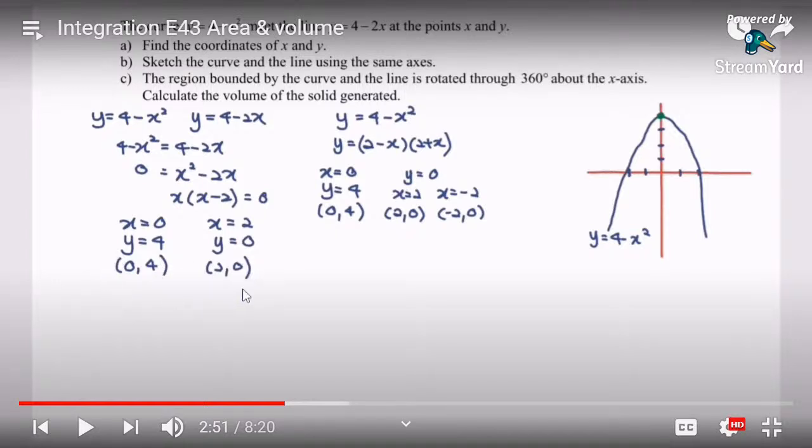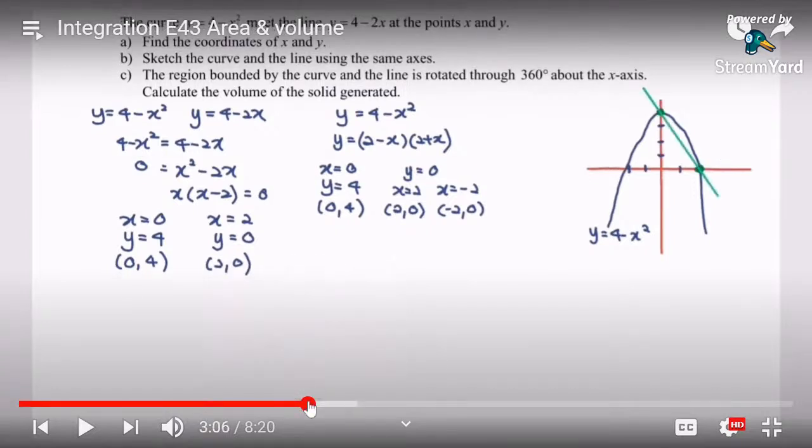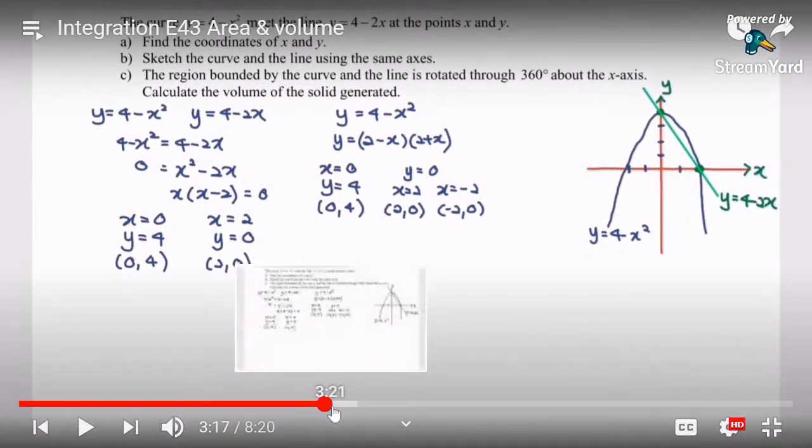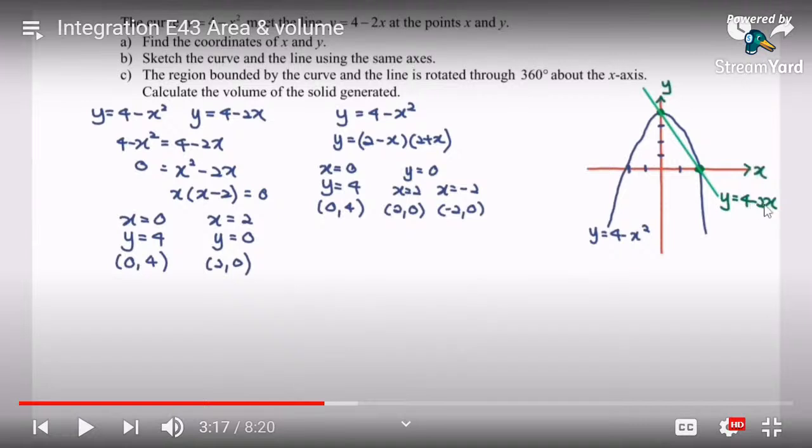So, dua titik ini sudah memadai untuk kita cari a straight line. Boleh ikut? Boleh. So, dengan itu saya pun plot lah titik saya. Okay, 0, 4 and 2, 0. Then saya buat satu straight line. Jangan lupa, namakan dia, iaitu y equals to 4 minus 2x.